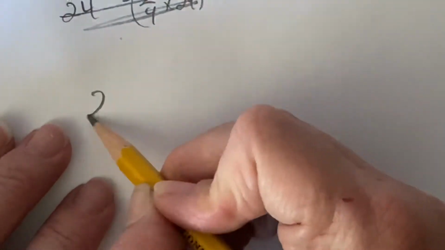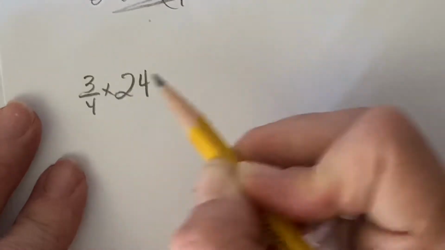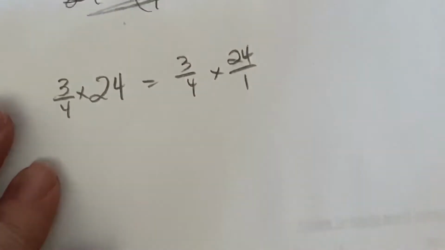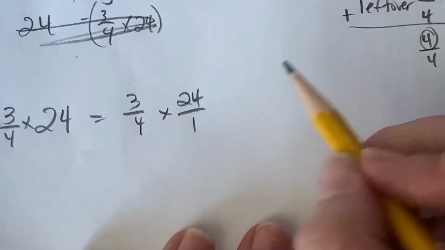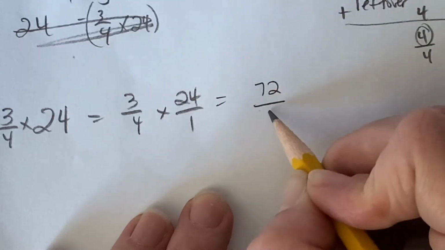The other option is this, and this is a lot more work. I'm gonna have to figure out what he did give. So we know he gave 3/4 of the cupcakes away. So that equals 3/4 times 24 over 1. You don't have to do this part, you can just watch. Okay? 3 times 24 is 72. 4 times 1 is 4.